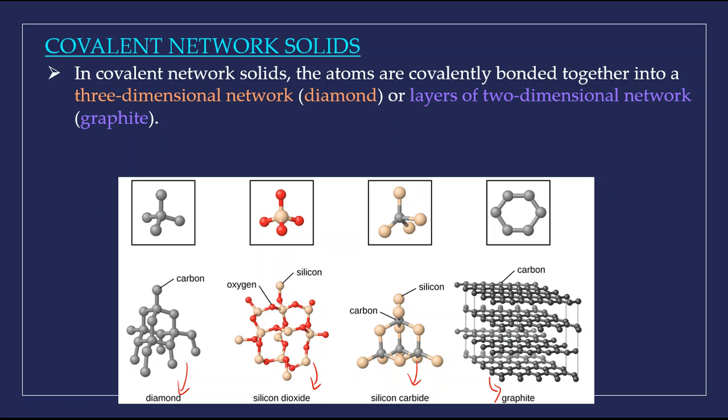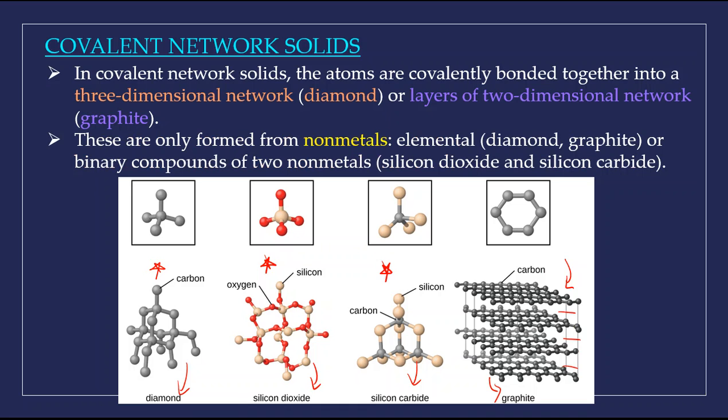So 3-dimensional networks would go for diamond, silicon dioxide, and silicon carbide here, whereas the two-dimensional layers apply to graphite. So graphite has a little bit of a nuance because there's an exception to its hardness due to these layers here. It kind of has cleavage points. So it is not hard like the diamond or these other two.